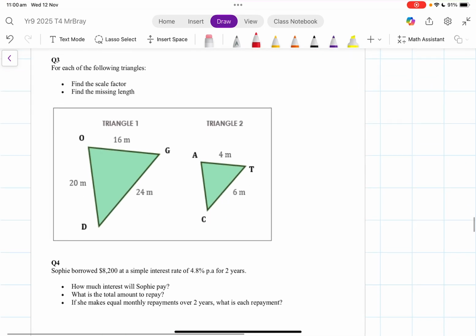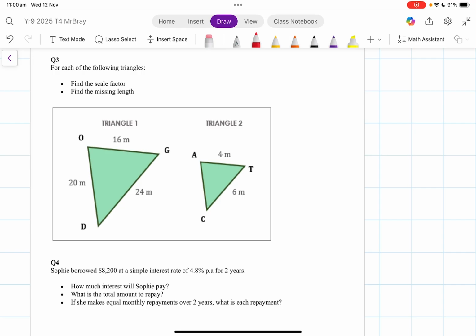All right, next question. For this pair, we need to find the scale factor and find the missing length. So on this particular question, there's my missing length. To get from like 16 to 4, because that's a pair of corresponding sides, right?